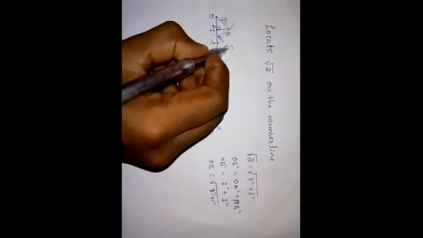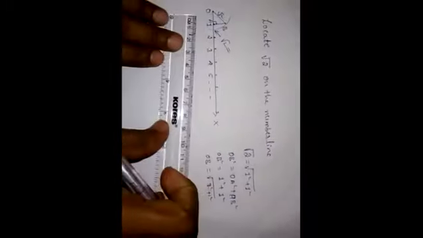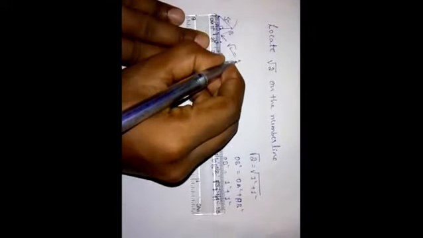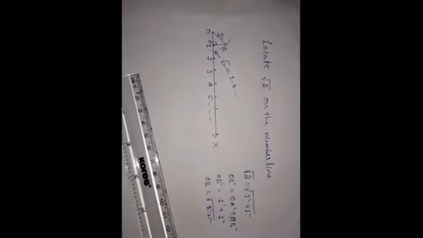Which gives the value of root 2. Let me measure the value of root 2. It is approximately 1.4 something. Okay, it is the value of root 2, and in this way we are going to represent the irrational numbers on the number line.